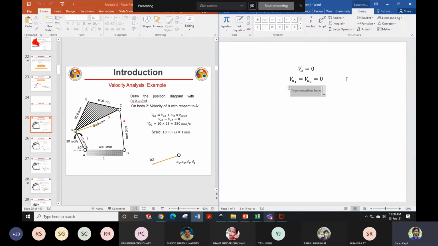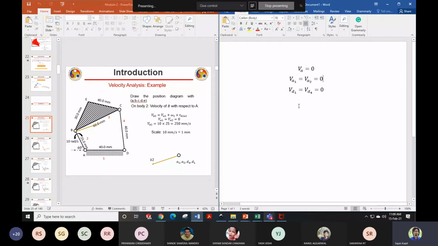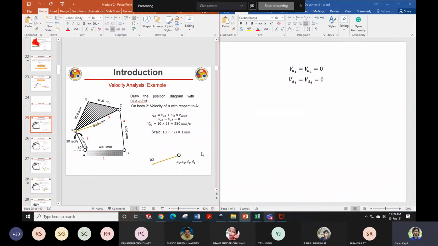In a very similar fashion, I can also say that the velocity of point D when it is assumed to be on body 1 will be equal to the velocity of point D when it is assumed to be on body 4, which is also 0. Correct? This thing I identified in the beginning itself. So in the velocity diagram, A1, A2, D1 and D4 are nothing but a point, that is nothing but our ground. So my first step should be to create a dot and label it as points A1, A2, D4, D1 at this point.